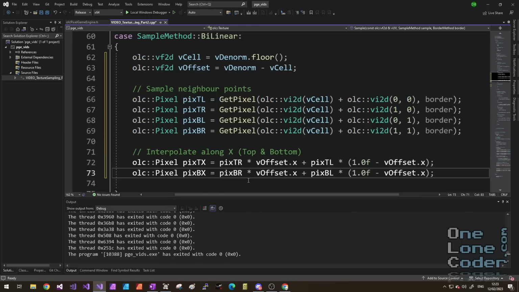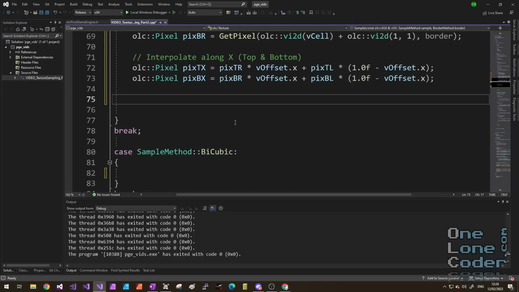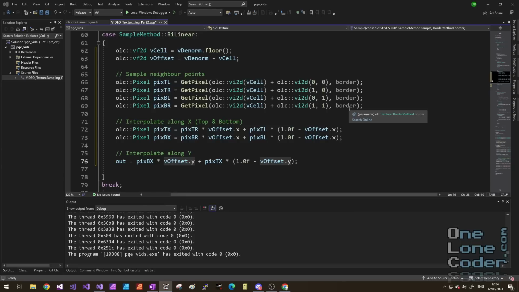Once I've sampled these points, I can create interpolations along the top and the bottom. And here we can see the equivalent of P1 times Q1 plus P2 times Q2. They're our basis functions, and I'm using the offset in the x direction as my t value. With the top and the bottom values in hand, I can now interpolate along the y-axis to give me my final pixel value. This time using the y component of my offset as my ty value. So there you are, not very complicated.